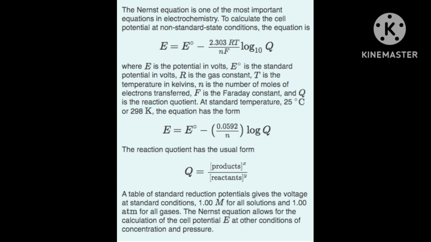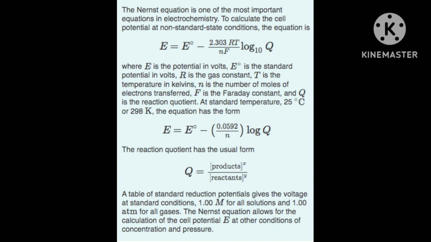Instead of an equal sign, you write a reversible sign, or arrow sign. Here, M^n+ plus ne^- gives M, the metal solid. You must write this reaction before starting the derivation, because you have to write the Q value.